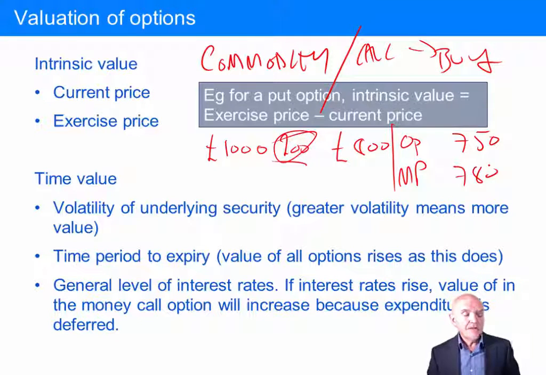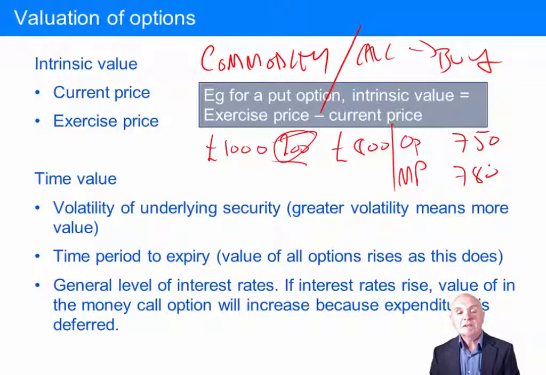The time period to expiry, this is just like saying if I buy an option for 3 months, it gives me 3 months insurance. If I buy an option for 9 months, it gives me 9 months insurance. The longer the life of the option, the more you're going to be prepared to pay for it. That's kind of pretty obvious. And finally, there's a general level of interest rates here.